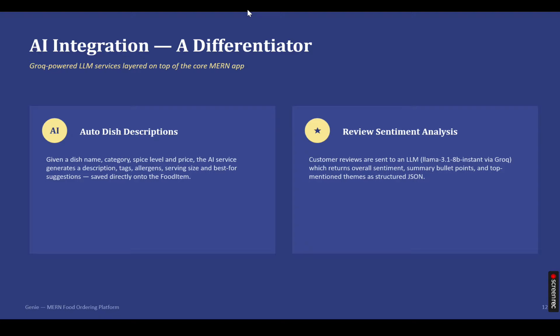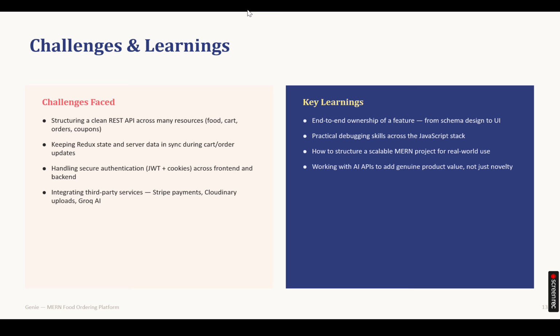When a restaurant has customer reviews, I send them to a Llama 3.1 model through Groq, which returns the overall sentiment, a short bulleted summary, and the most commonly mentioned themes, all as structured JSON, and that I render right in the restaurant page as an AI Insights panel. I'll show both of these live in the demo.